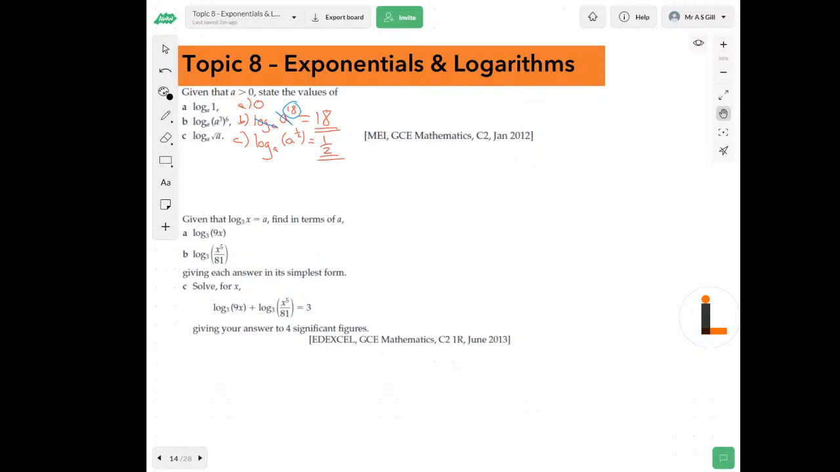So part A. First thing we want to do here is split this up. So we've got log base 3 of 9 plus log base 3 of x. And then log base 3 of 9 is going to be 2, because we need to raise 3 to the power of 2 in order to get 9. It already tells us that log base 3 of x is a, so this becomes 2 plus a.